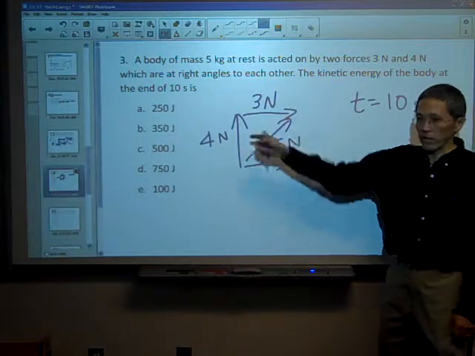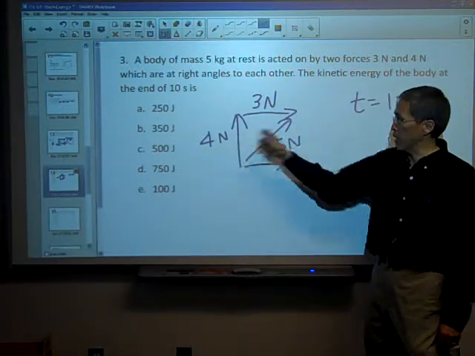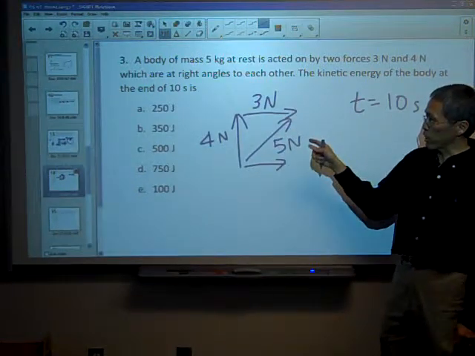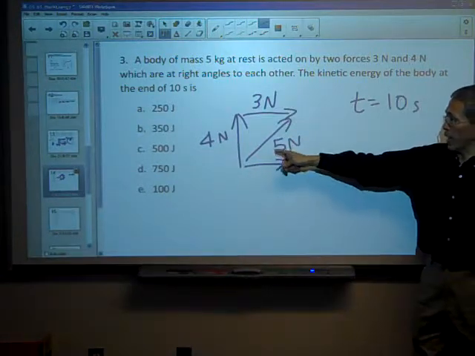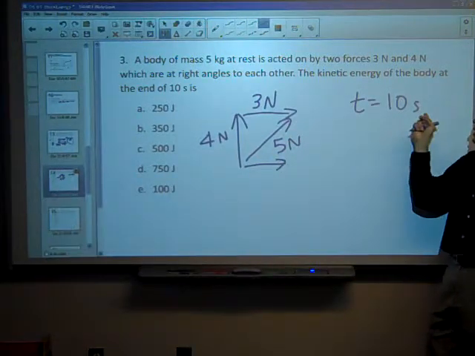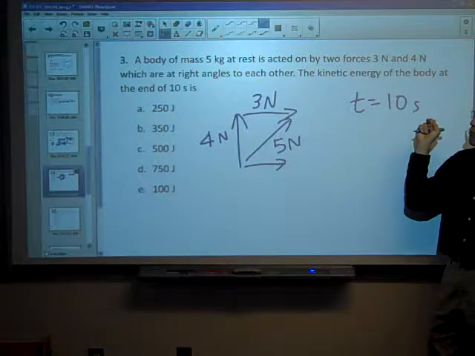Okay? So a 3, 4, 5 triangle. Hopefully you all recognize that. So my 3, 4, 5 triangle, it doesn't matter which direction it's going. All we know is that it's going to act for 5 seconds, or for 10 seconds.